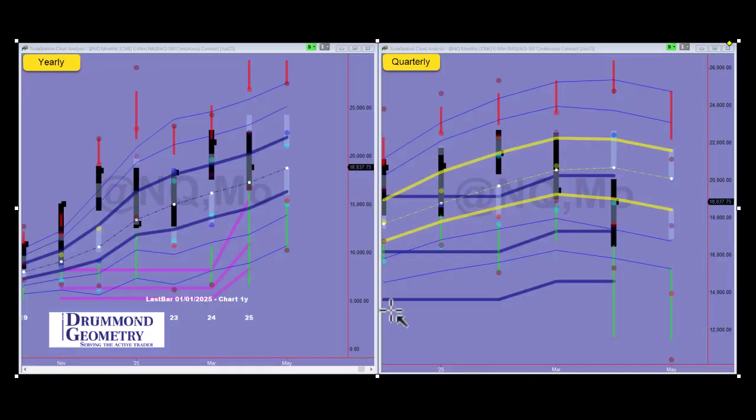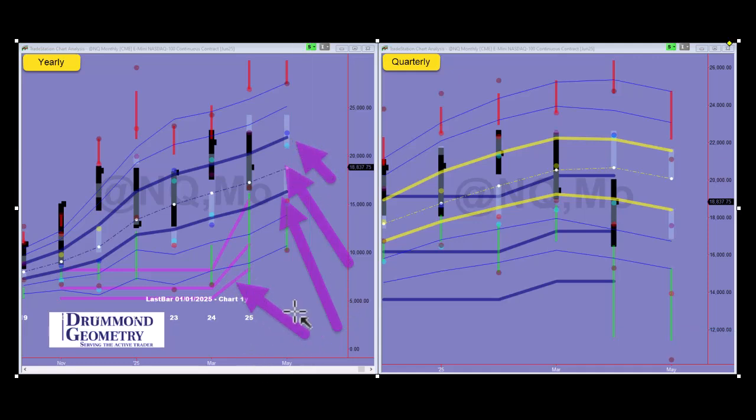All right, I apologize for this being a little bit blurry. There's a 1-year chart on the left and a quarterly chart on the right, and what kind of information do we see here? Of course, this isn't available in the introductory level membership. This is gold level software, and that is the yearly PL dot envelope bottom and PL dot envelope top.